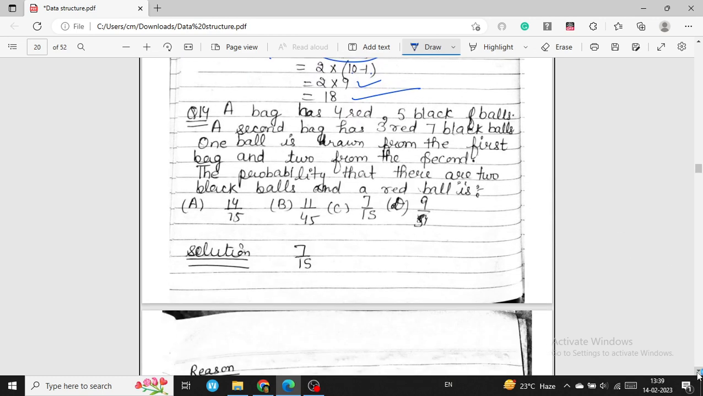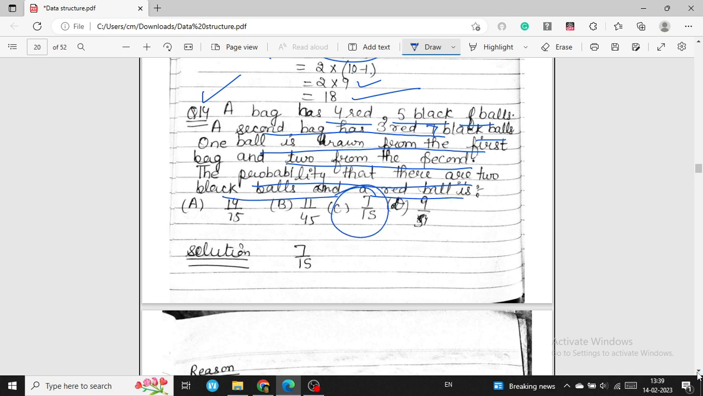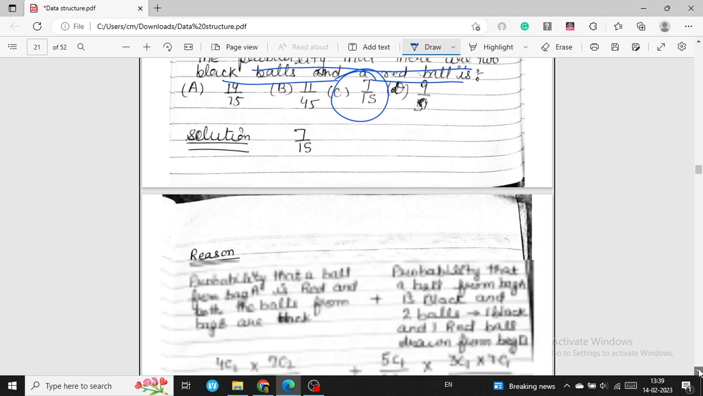Now the next question is related to probability. A bag has 4 red and 5 black balls. A second bag has 3 red and 7 black balls. 1 ball is drawn from the first bag and 2 balls from the second bag. What is the probability that there are 2 black balls and a red ball? The answer is 7 by 15. I can show you how it is calculated.